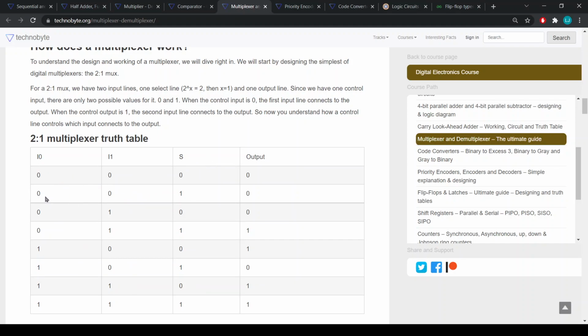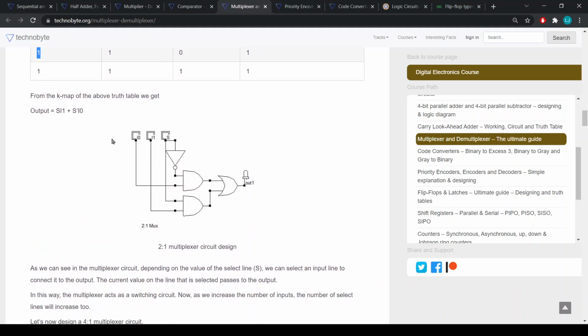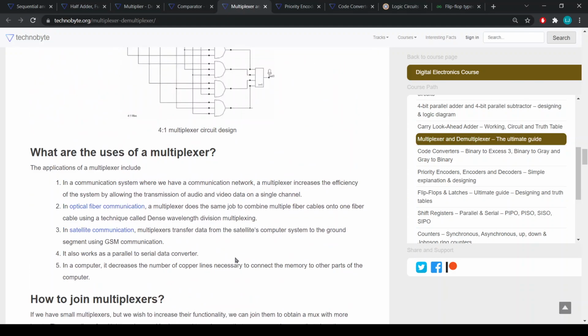So for example, you have here 0, 0, 0 and 0. If our signal says 1, then this is 1 here, so the output will be 0. Then again, if we have 1, 0, and our signal is 0, since our input here at the 0 is 1, then the output will be 1. Same thing here: 1 and 1, and our signal is 0, so the output will also be 1. So this is the combinational circuit for the multiplexer circuit design.